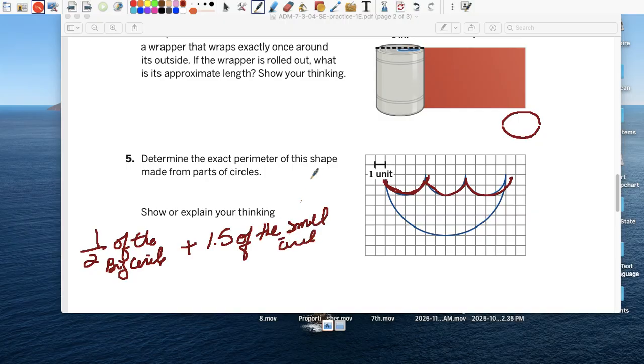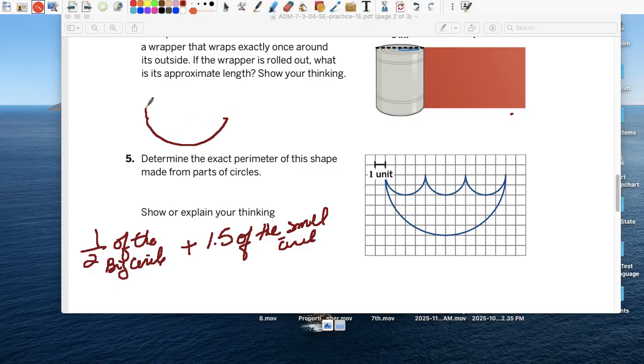That's it. So now it's just a matter of calculating. So let's do the big circle. What do I want? I want the perimeter. Okay, so let's take the big circle and draw it out.